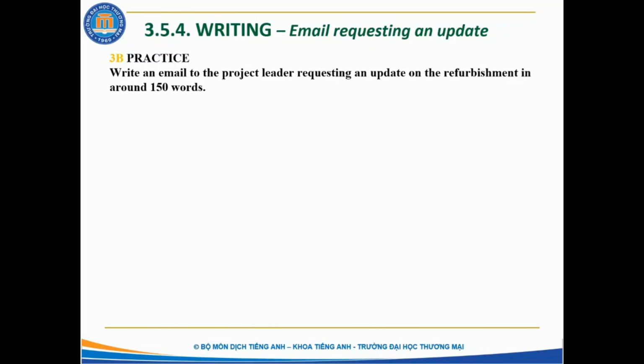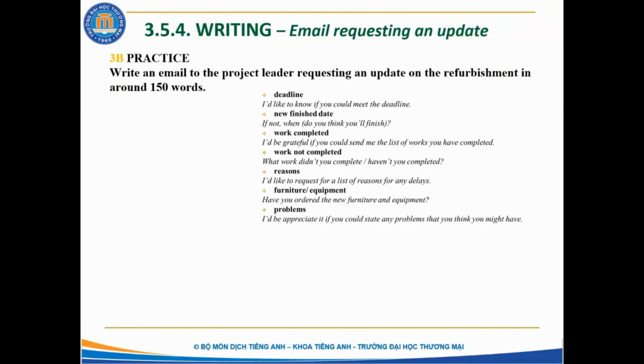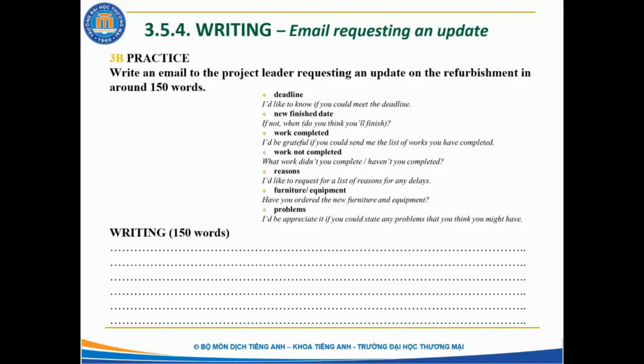Alright, so now it's time to practice. Write an email to the project leader requesting an update on the refurbishment in around 150 words. And you can use the questions or the statement for each point in exercise 3A for your writing, as you can see on the screen. Right? So now please spend some time writing an email to the project leader requesting an update on the refurbishment.